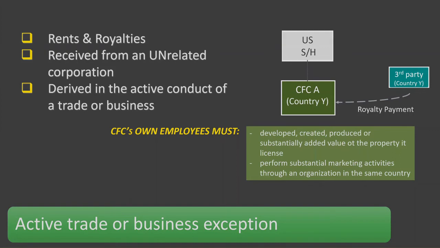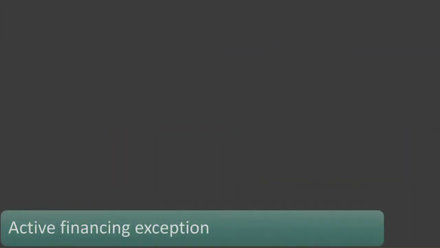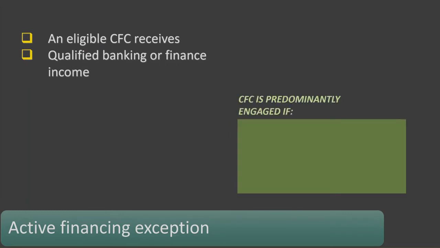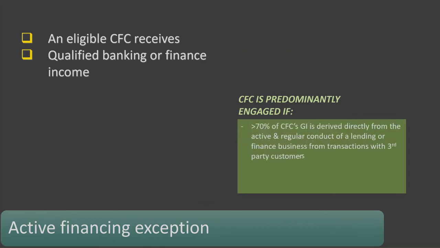The third exception we're going to discuss is the active financing exception. The active financing exception is met when an eligible CFC receives qualified banking or financing income. Let's start by understanding when a CFC is deemed eligible. Then we will better define what it means to earn qualified banking and financing income. An eligible CFC is a CFC predominantly engaged in the active conduct of a banking, financing, or similar business. In other words, substantially all of its income relates to financing activity.